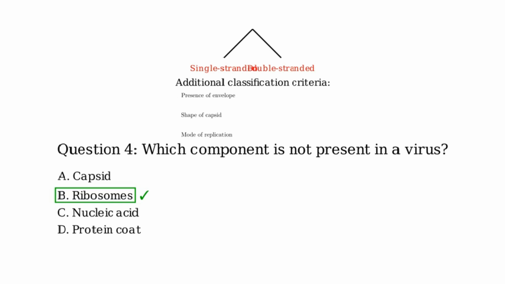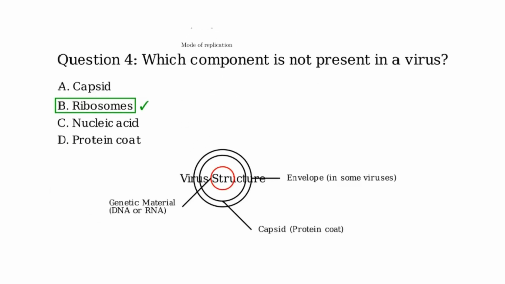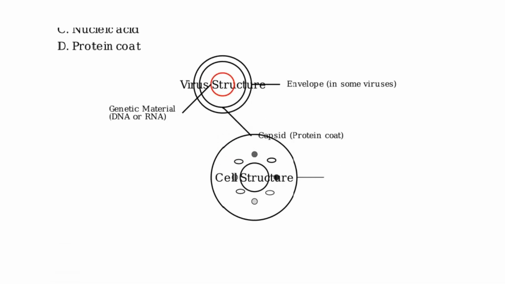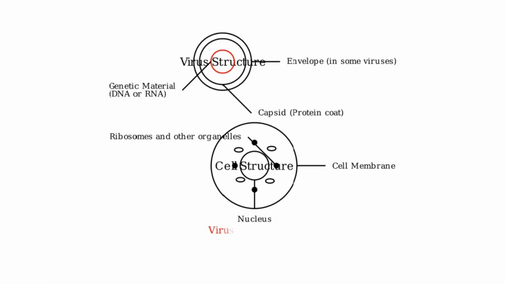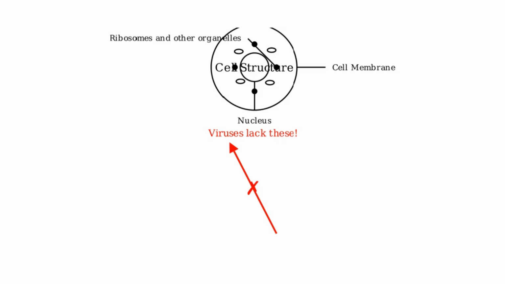Let's examine the structure of a virus. A virus typically consists of genetic material, either DNA or RNA, enclosed in a protein coat called the capsid. Some viruses also have an envelope derived from the host cell membrane. Importantly, viruses lack ribosomes, mitochondria, and other cellular organelles found in living cells. This is why they must invade host cells and use the host's cellular machinery for protein synthesis and replication.